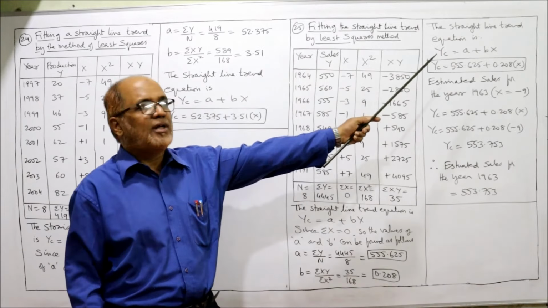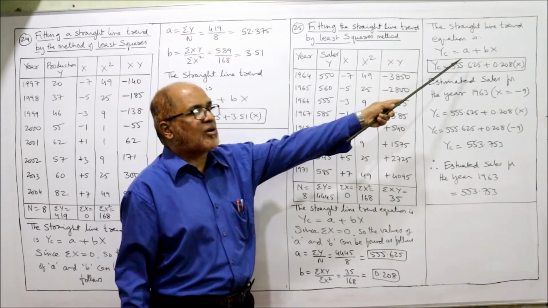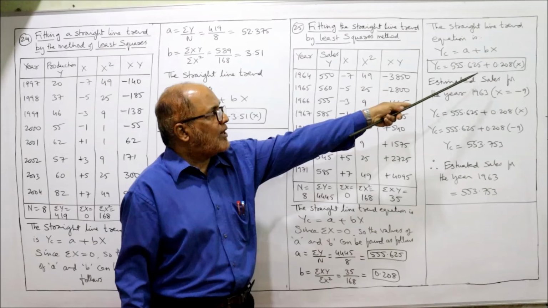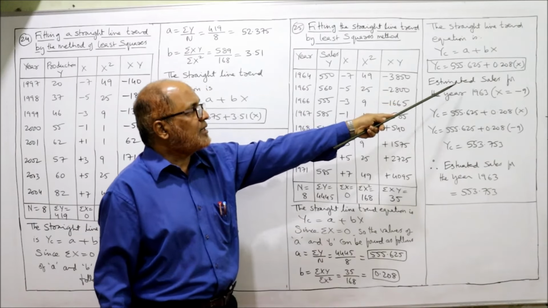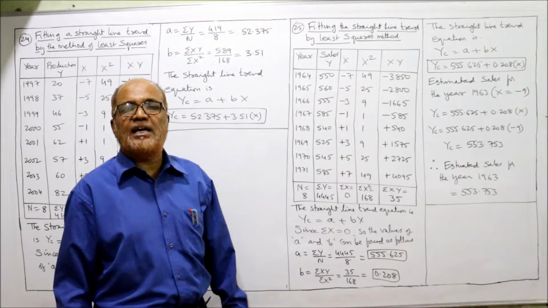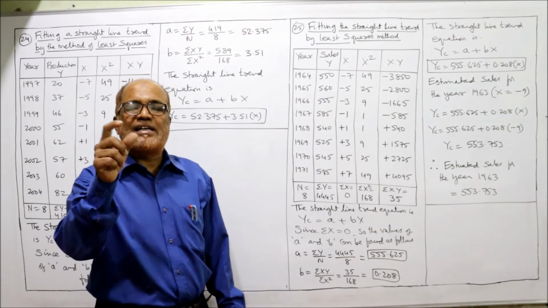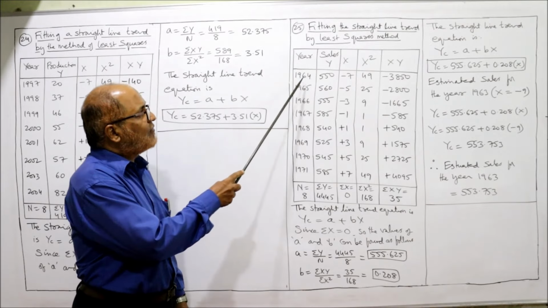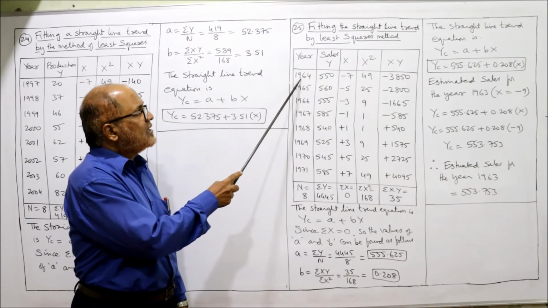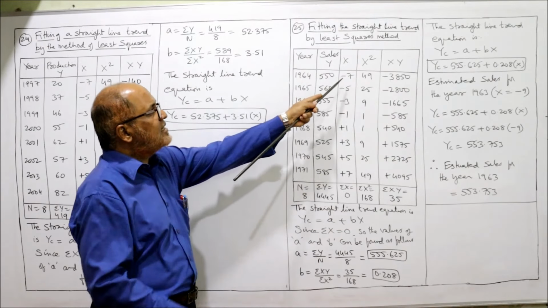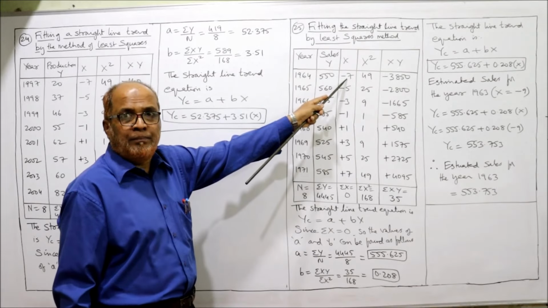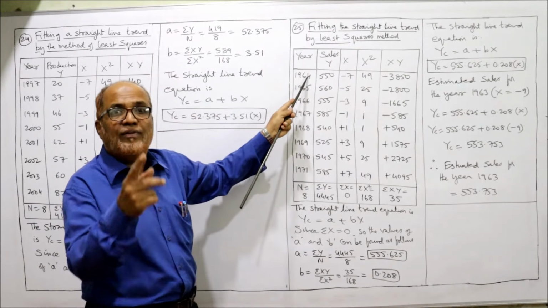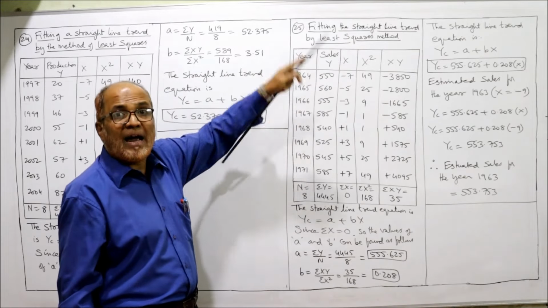Now substitute. The straight line trend equation is yc is equal to a plus bx. In place of a, 555.625. In place of b, 0.208 into x. Right? Then estimated sales for the year 1963. It is asking you to estimate the sales value for the year 1963. Actually, we have the data from 64. For 1964, what is the value of x here? Minus 7. We are moving one year backward, from 64 to 63. So backward we are going.